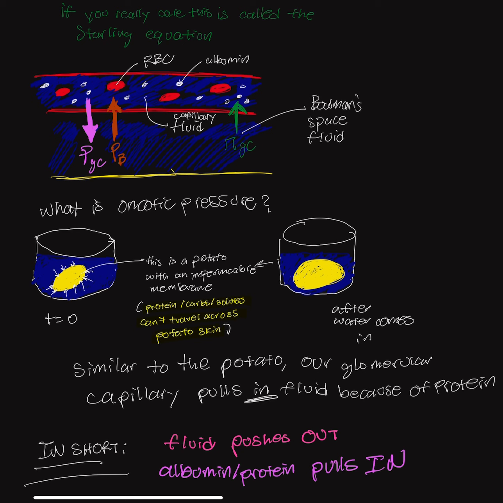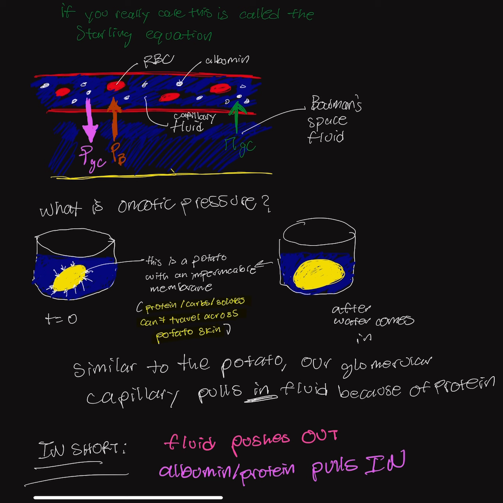So fluid goes in. Bowman space doesn't have any protein. So note that in this little schematic of the glomerular capillary and Bowman space, I haven't added any of these albumin dots. Albumin is the most common protein in our blood vessels, at least.